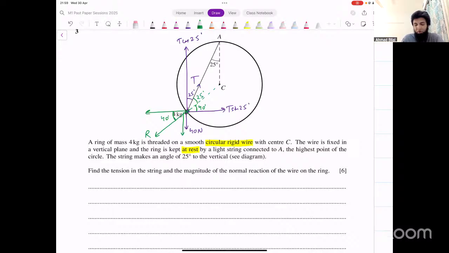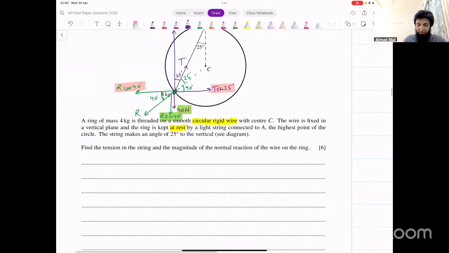So what are the components of R going to be now? R cos 40 and R sine 40 here. These are the components of the normal reaction. All we have to do now is equate the opposite forces, and that's going to give us the result. You'll see what we get from that. T cos 25 should equal R sine 40 plus 40, and T sine 25 should equal R cos 40. And that should give us the values of T and R. Let's solve these two simultaneously, and let's see what we get from that.